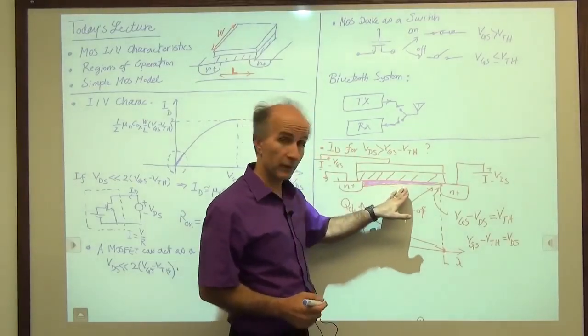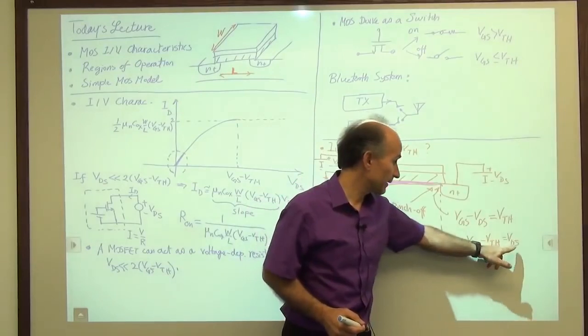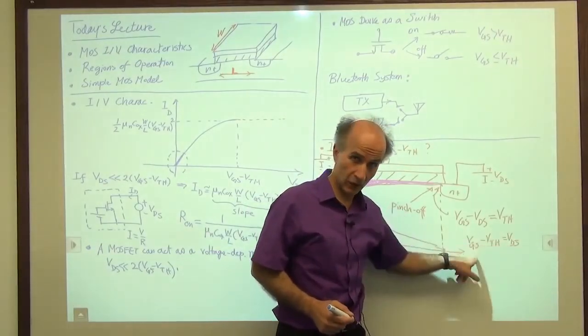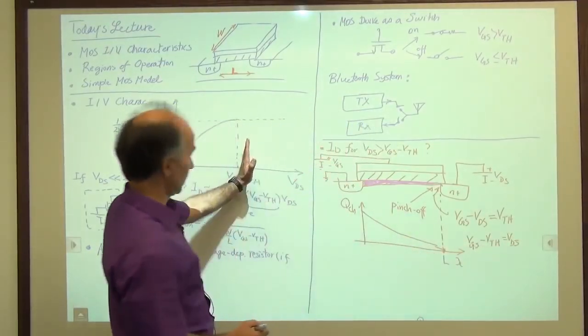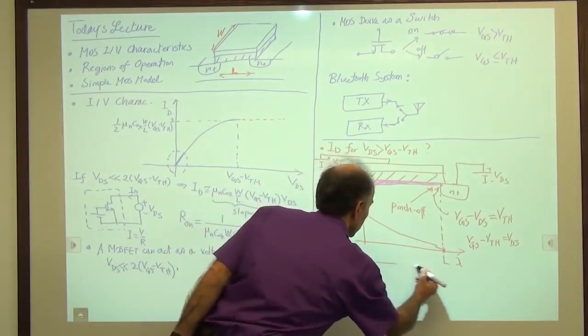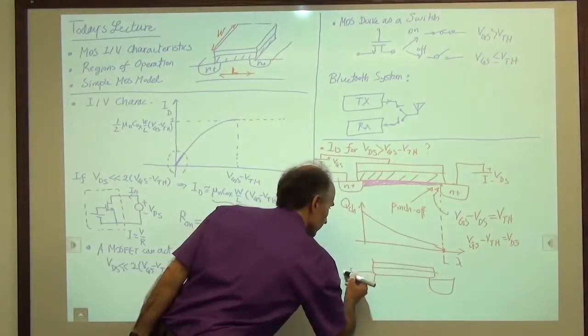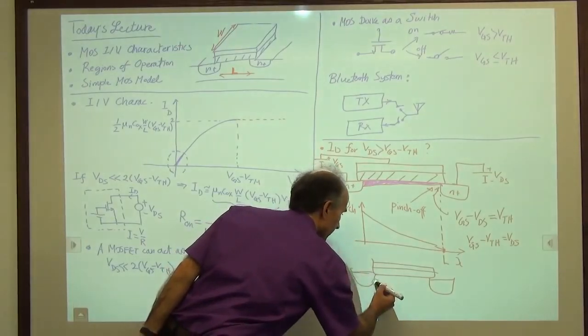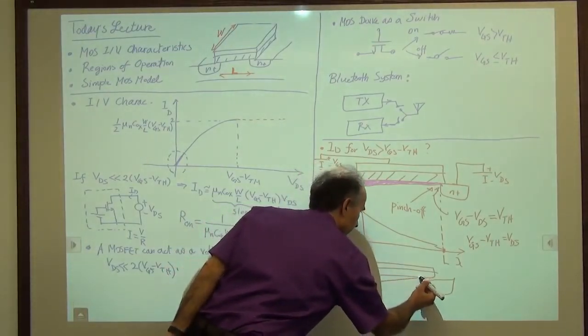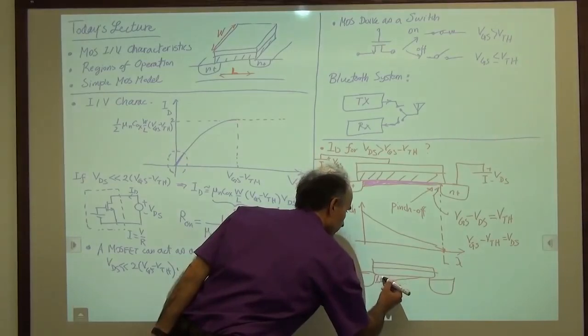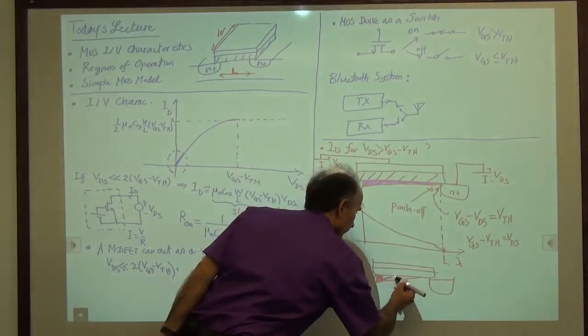So if I want to draw this quickly for the case of VDS greater than VGS minus VTH, so we're over here, then it will look like this. The channel charge density goes like this, and then somewhere around here is equal to 0. So that's my channel charge, right?